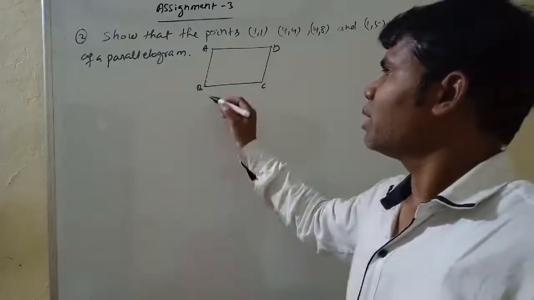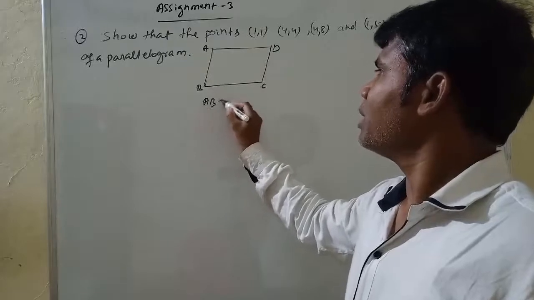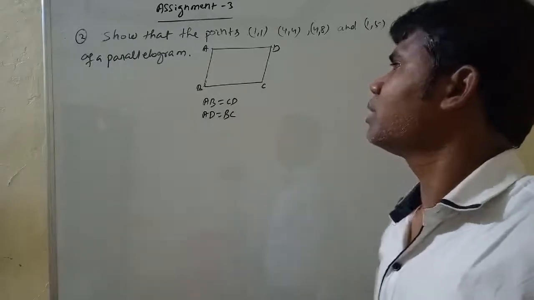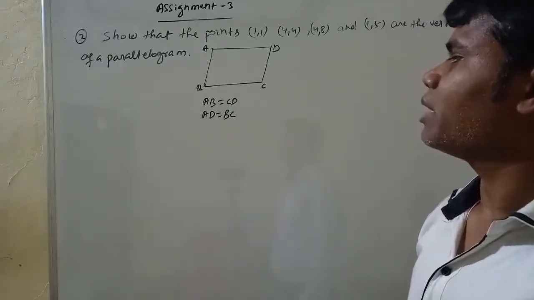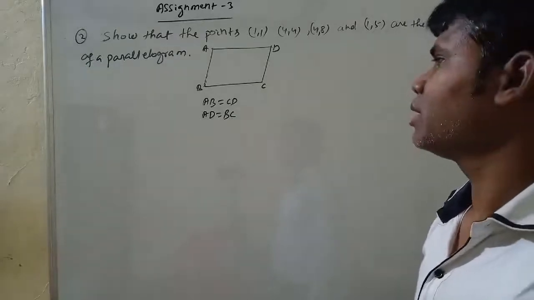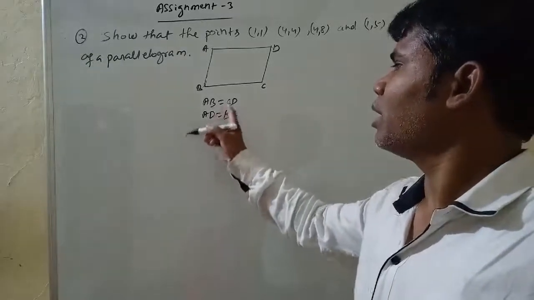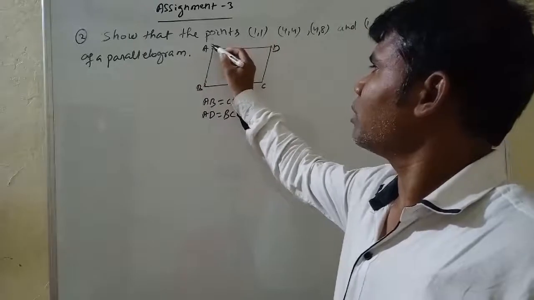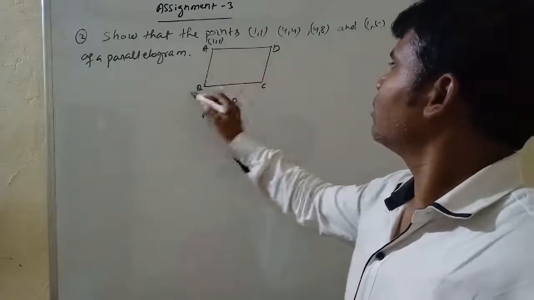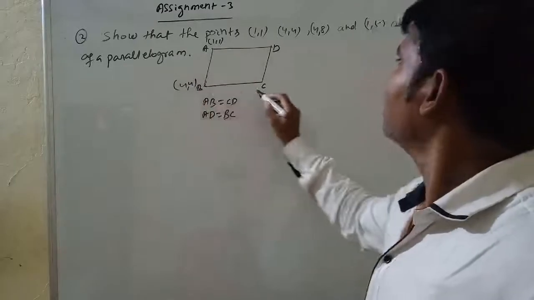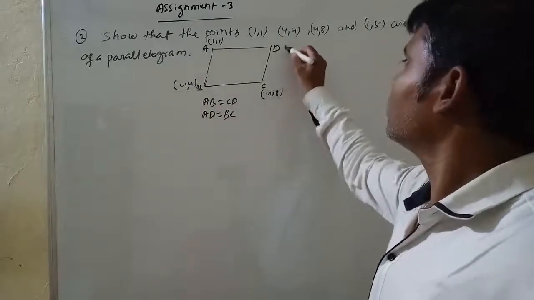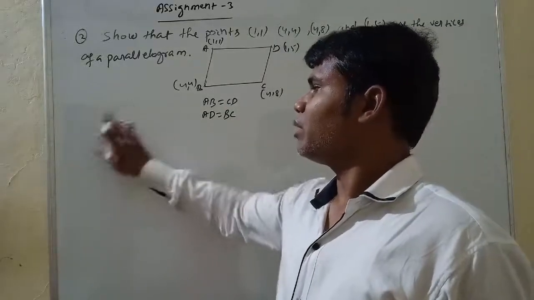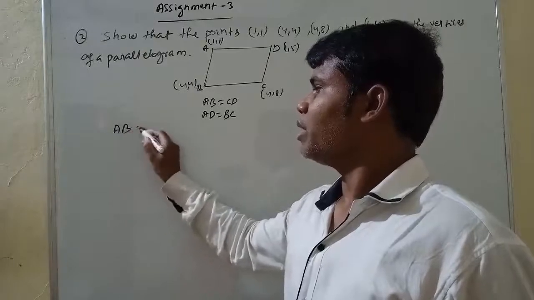Parallelogram means AB is equal to CD, AD is equal to BC. Now you find the distance AB and CD. So let the coordinates of A be (1, 1), B is (4, 4), C is (4, 8), D is (1, 5). Now let's find AB. AB is equal to how much?